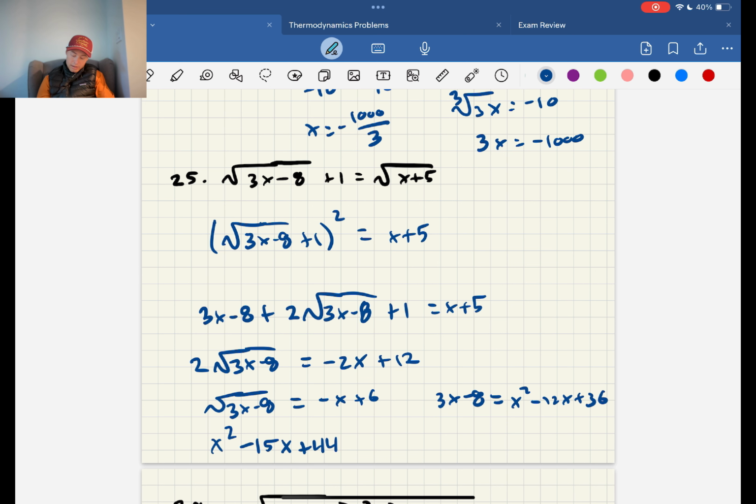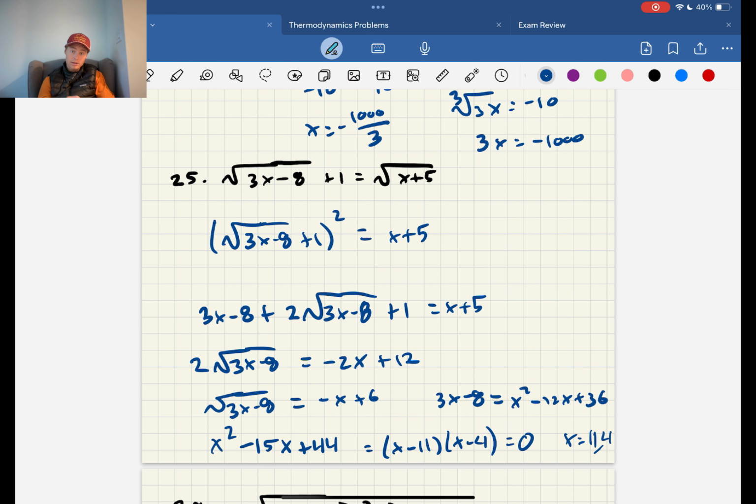Now this is a quadratic that factors to x minus 11 times x minus 4. And then you can just set that equal to 0, solve for x, and you get x equals 11, 4. Okay, now you want to go back and check, are those answers okay? Right, so plugging in 4 up here, 3 times 4 is 12, 12 minus 8 is 4, that's fine, you can have a square root of 4. 4 plus 5 is 9, square root of 9 is fine. Plugging in 11, you also get fine answers. Things that wouldn't be fine is if you got a negative under the square root.